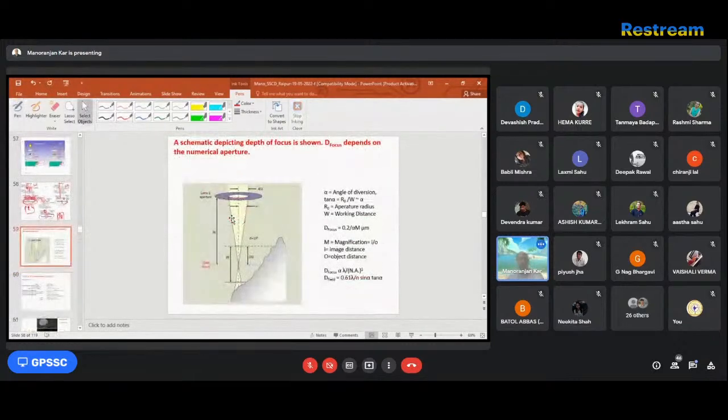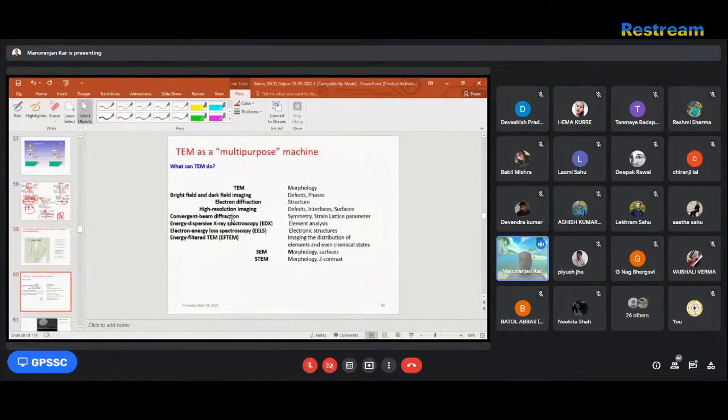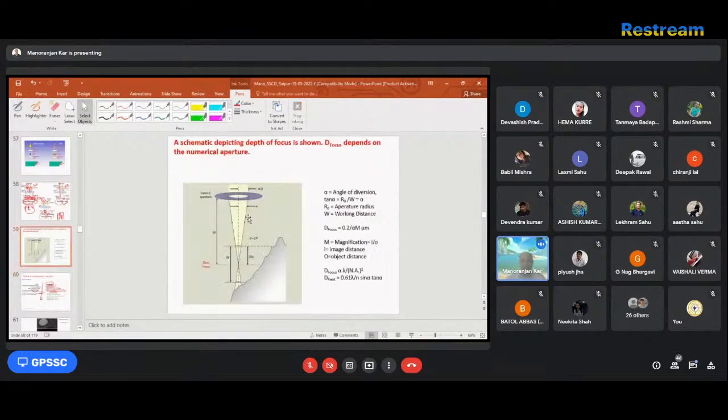So these are the two techniques we have developed. I'll not go through it in detail. In TEM, you should look into that. If you go the image route, then we get the morphology, defects and phases, structure and defects, interaction surfaces, then symmetry and strain, lattice parameter, elemental analysis. Already I told you about the effects, yields, EDX, and I showed you the bright field, dark field, and the diffraction can be utilized in a different way.